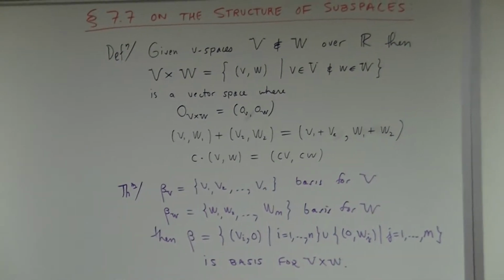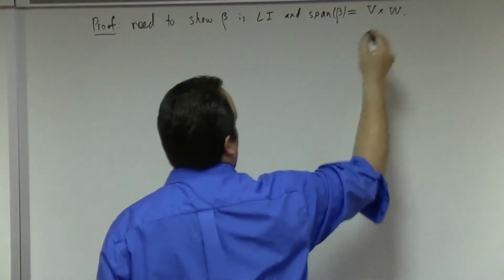V cross W in this case, right? I'm going to start with the spanning. All right. Are you with me? So let's see. Let x be an element of V cross W. Then what?